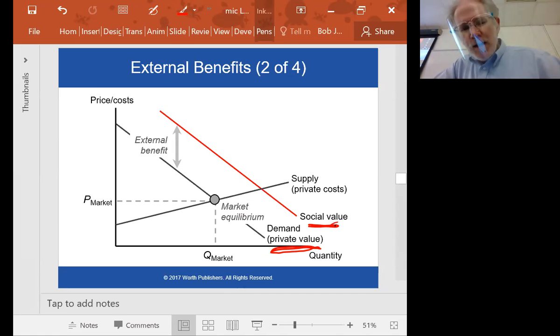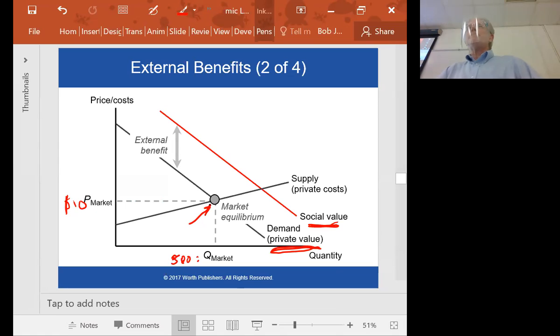Okay? Let's say that you got 500 people. That would be the equilibrium. Let's say the vaccine is $10 per unit. Okay? So we would say the equilibrium is going to be here at 500. Price is going to be $10.